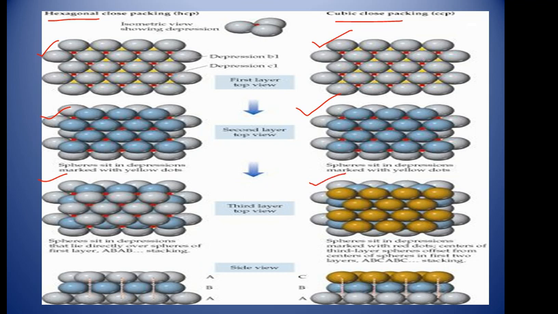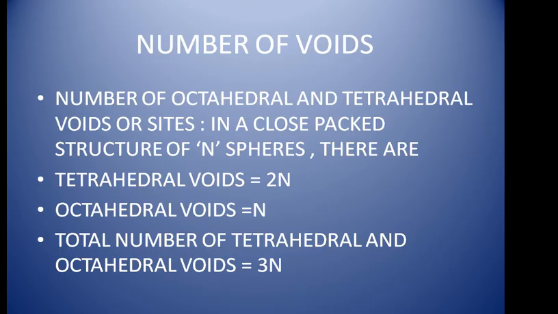The first layer and the second layers are identical, but in case of third layer, if they are same, AB type, that is HCP covering the tetrahedral void, and if the third one is different, that is ABC covering the octahedral void, they are cubic close packed structure. Okay, so we learned three types of structures: one is simple cubic, another one HCP, and the last one is CCP type of structures.